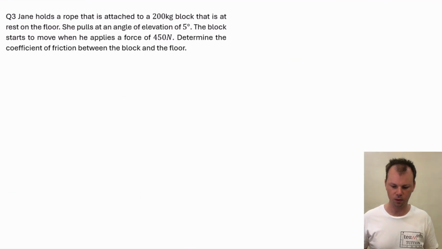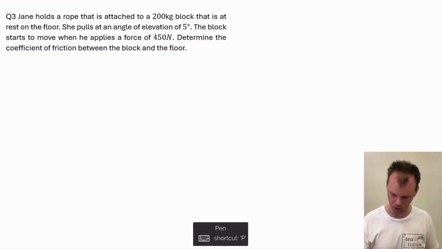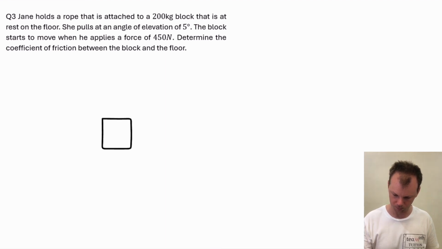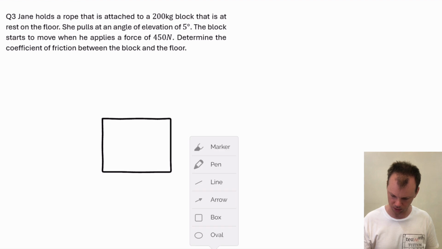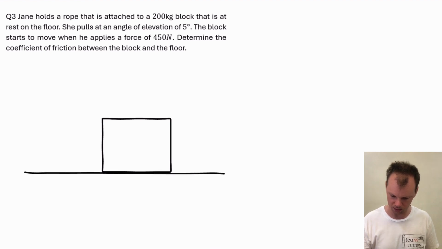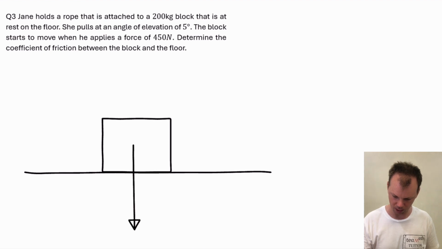Okay, let's look at question 3. So Jane holds a rope that is attached to a 200 kilogram block that is at rest on the floor. So we've got a block, it's 200 kilograms, the floor is flat. We've got a gravitational force that's being applied to it, and that force is going to be 9.8 times 200, 1960 newtons.